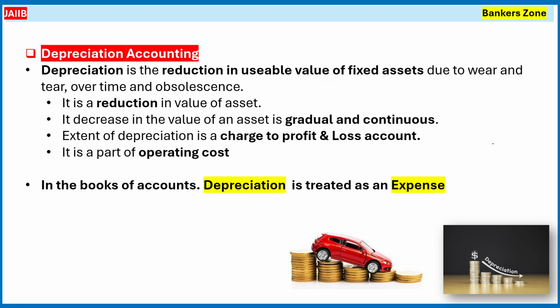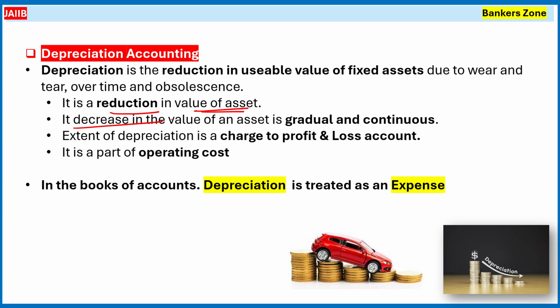Okay. Now see why it is happening. It is due to the wear and tear because you are using it over the period of time, and due to the obsolescence. Obsolescence means what? The new model comes into the picture. For example, you purchased the Nexon car, say in 2015. Now the new model came into the picture. So why will people buy the old model? That's called obsolescence.